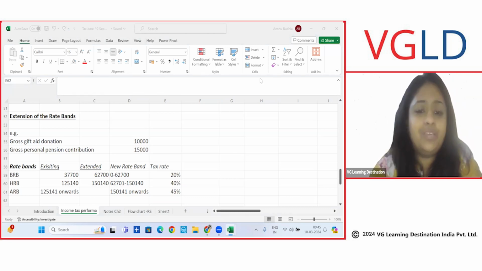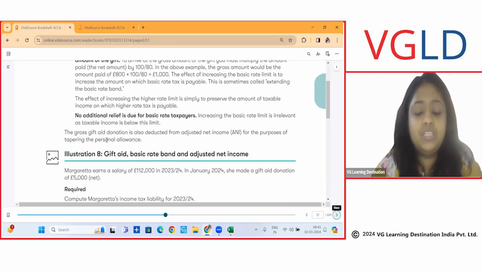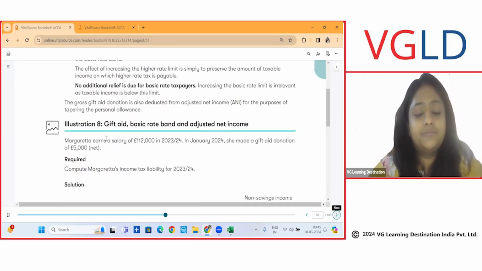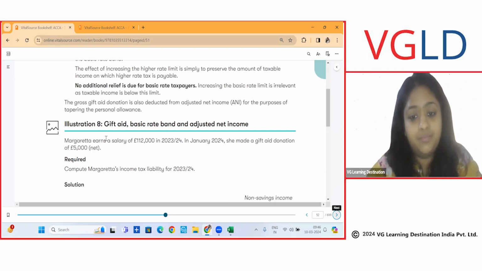Okay, I think we can do one question, and I really want you all to try this now. Illustration 8. Please do it and give me the answer in the chat box. Margareta earns a salary of 112,000. Understand it's a salary income. We have not given the taxable income right now. From salary income, you need to reduce the PA; the PA calculations need to be done.